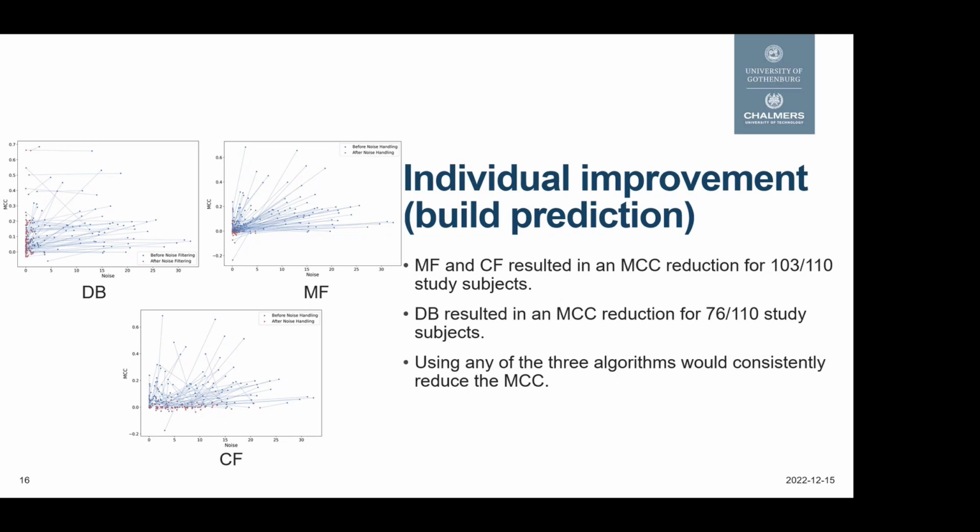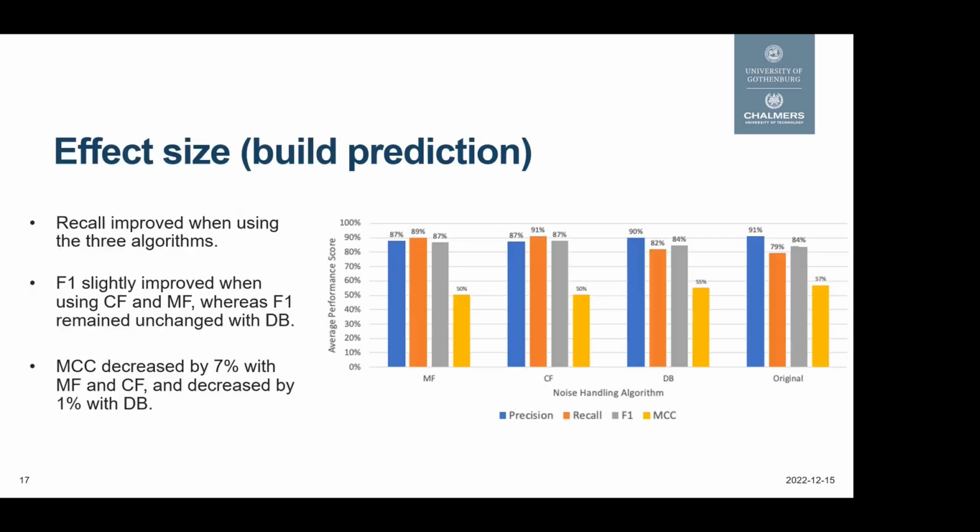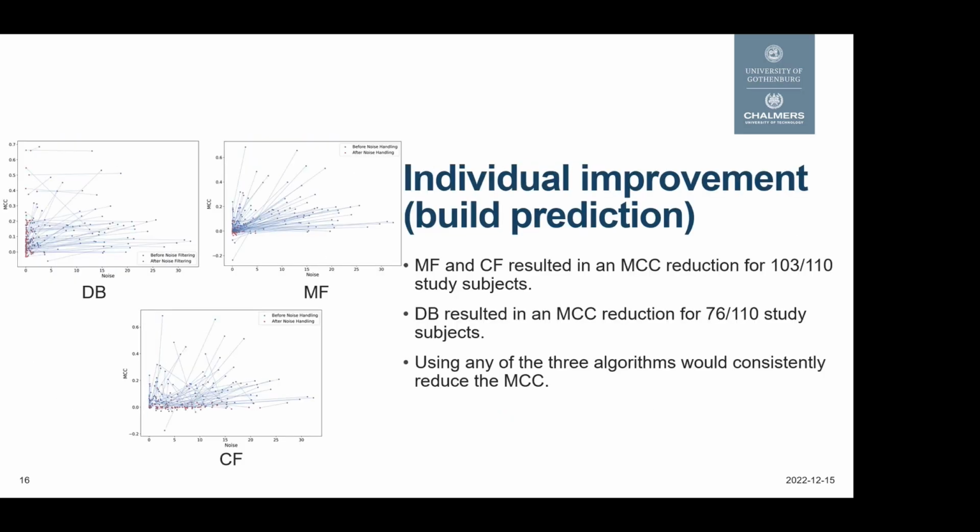Now, if I turn to report the improvement trends in the second experiment, which is for the code quality issues, what you see here is for the MCC, sorry. So with the MCC, using any of those three algorithms would consistently reduce the MCC. They are consistent, but in an opposite direction, they still reduce MCC and do not do any improvements on it. But you do reduce the noise.